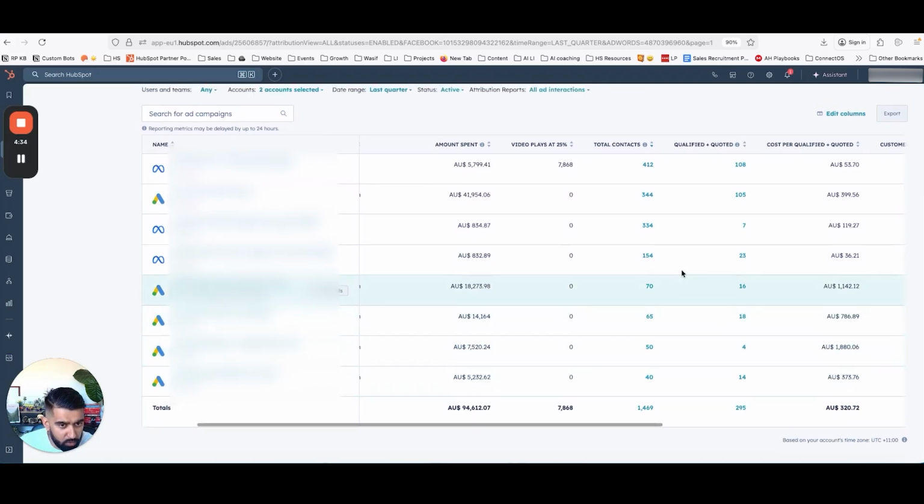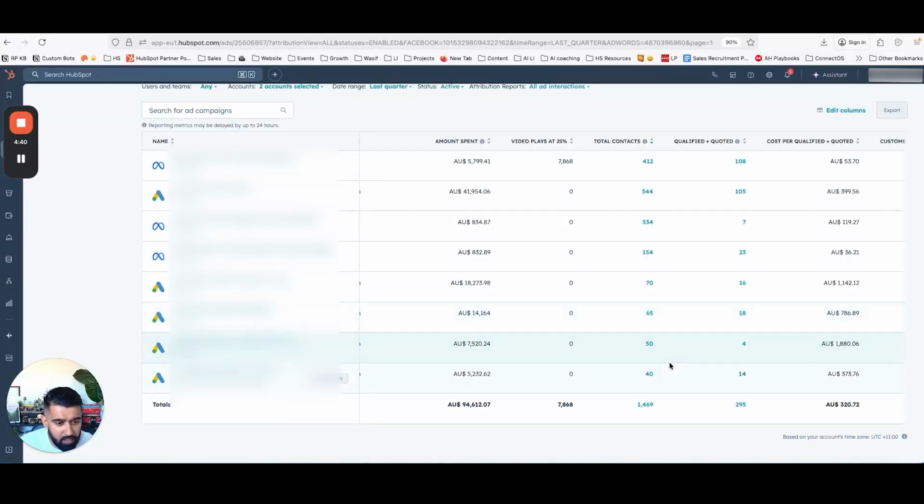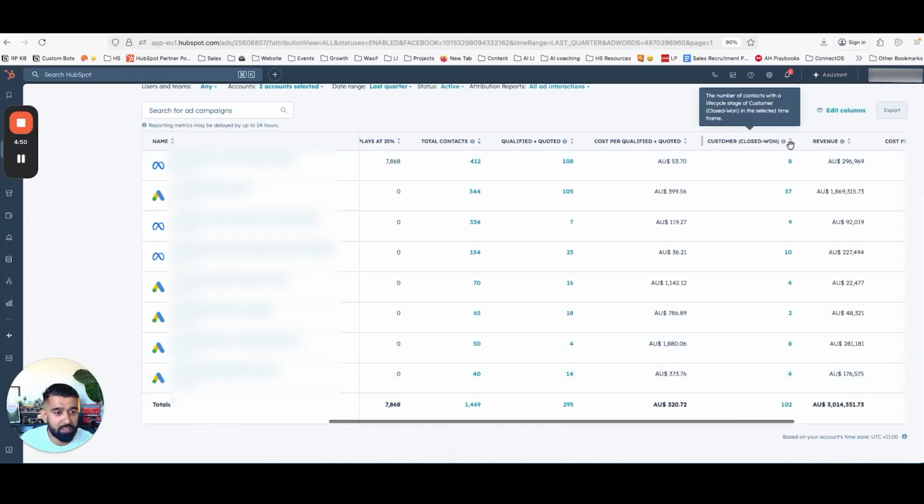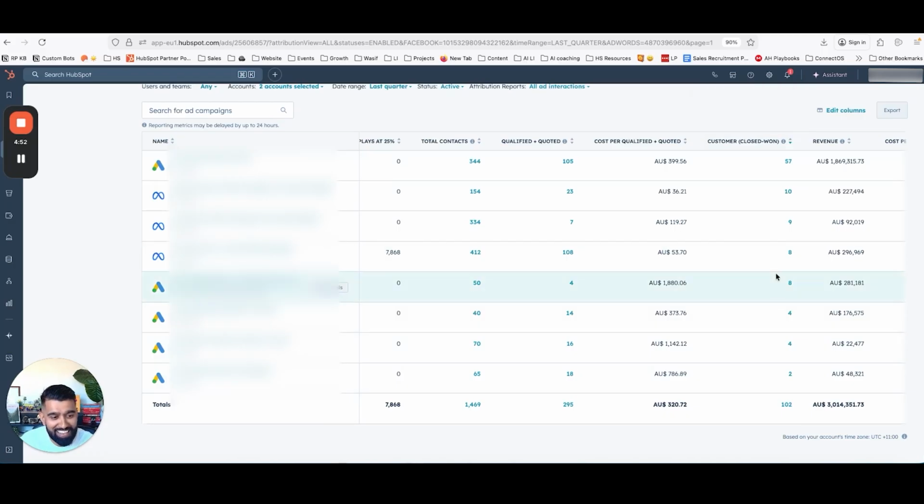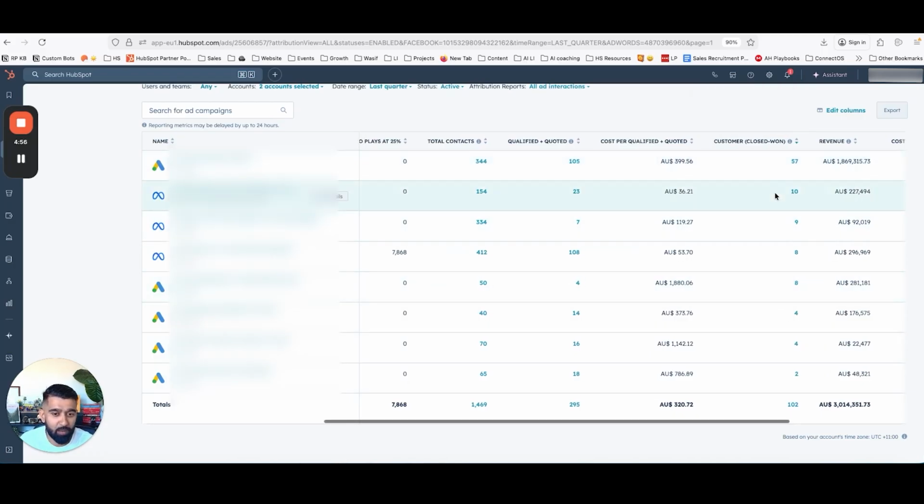Of course, there's bigger examples here as well. So these are all sorted by contacts, but let's look at another one here. This one's generating 50, but only getting 4. This one's generating 40, but getting 14, right? And then we can go down a level, customers. So if I sort this by customers now, you'll see the order changes again. The campaigns that are generating the most customers aren't always the same ones as leads.